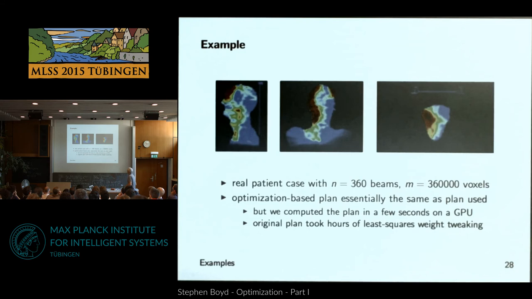By the way, the original plan took, I think, 8 hours of least squares fiddling with weights, because that's how they do it mostly. And this was something where it just took a few seconds on a GPU using completely generic stuff. It was utterly generic. There's nothing specific for this, right? So that would be the picture of that.